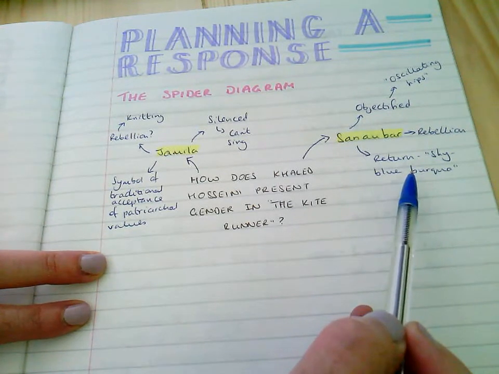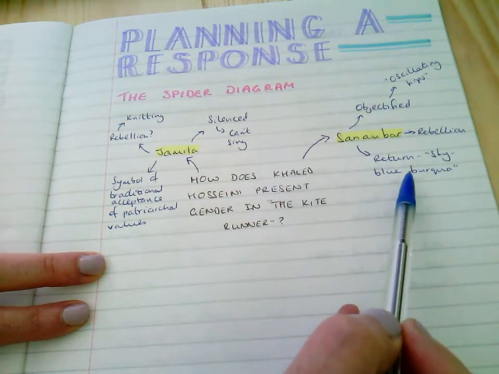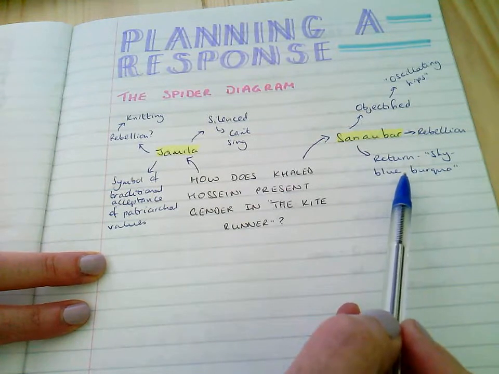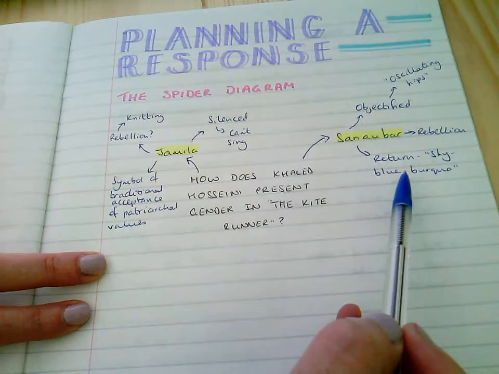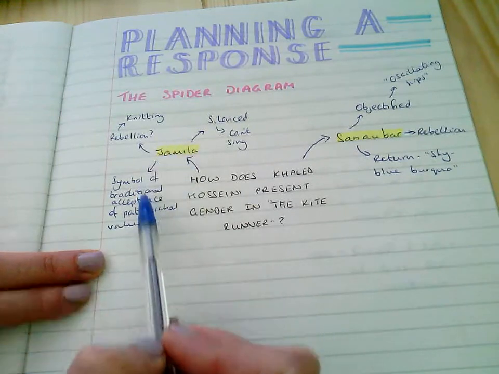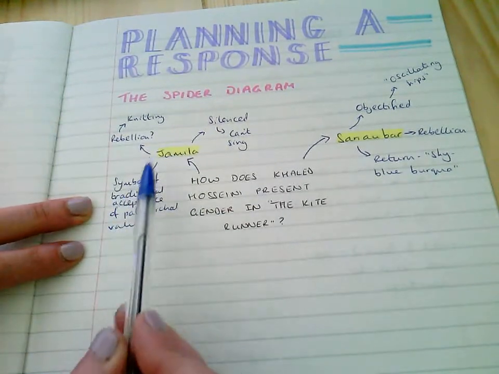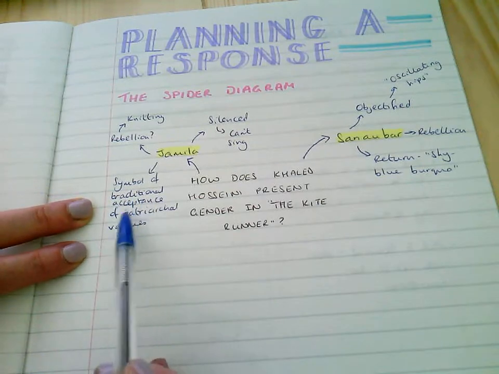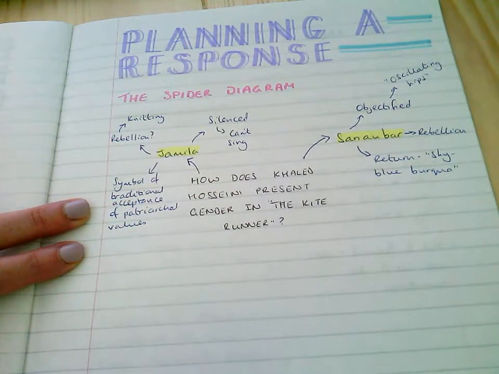I'm keeping my quotations and my notes really short in my plan, because really you've only got about 5 minutes to do this in the exam. And over here you can see that I've got Jamila, and then I'm linking it here to a key concept, that she's a symbol of traditional acceptance of patriarchal values.